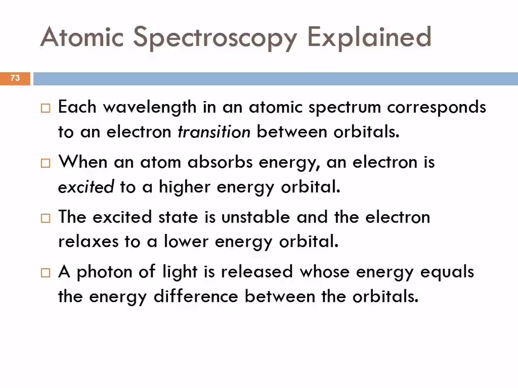Okay, so let's think back to those emission spectra, and we can explain what's going on there. In the emission spectra, we saw discrete bands of light with specific wavelengths. Each of those wavelengths corresponds to an electron transition between orbitals. The orbitals have different energies. When an electron moves from a low energy orbital to a higher energy orbital, it has to absorb energy.